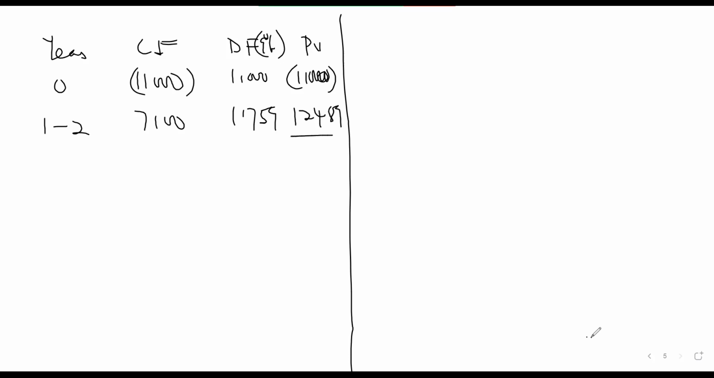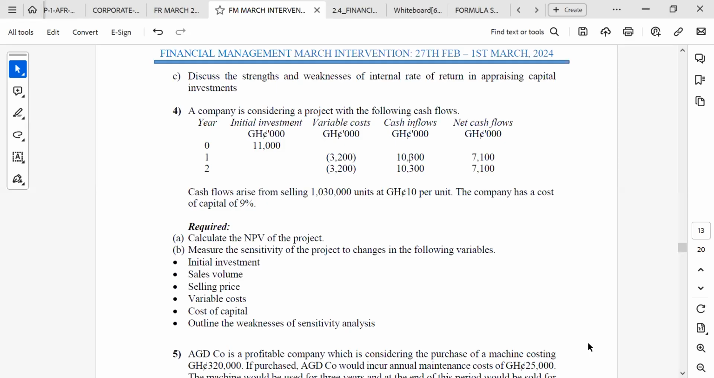Okay, so what will be the NPV now? $1,489. Okay, so that is the present value. The focus is not about how to calculate present value. The focus is how to do the sensitivity analysis for each of them.